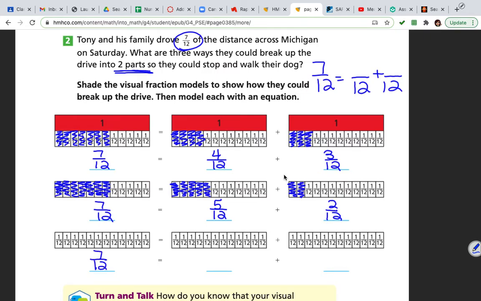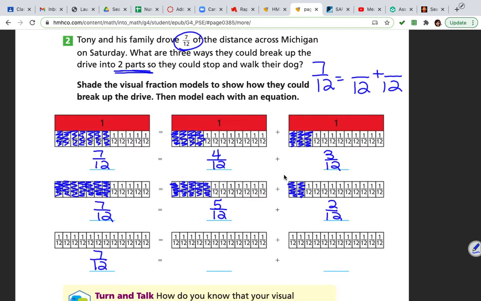Why don't you think about it? You do this one on your own, and it won't matter as long as the numerators, the top 2 numbers, add up to 7. Okay? So think about it. You solve it first, and then we'll talk about it. Okay? So pause your video.